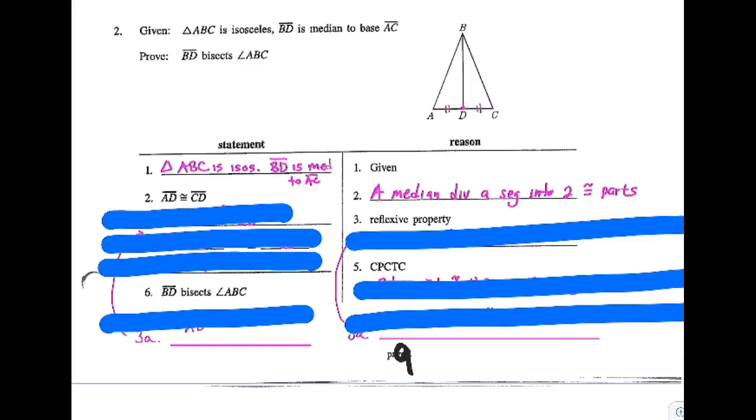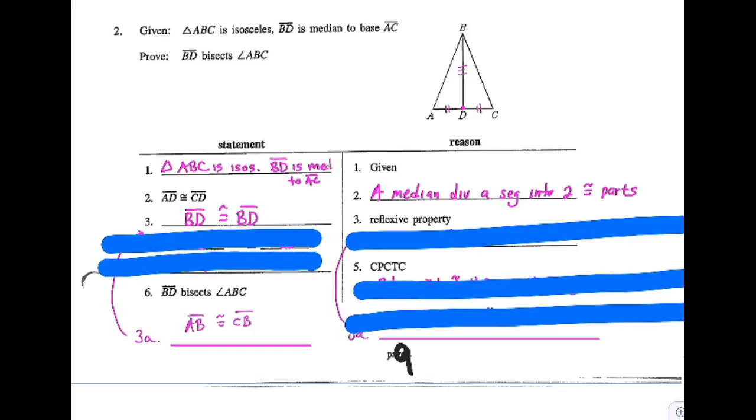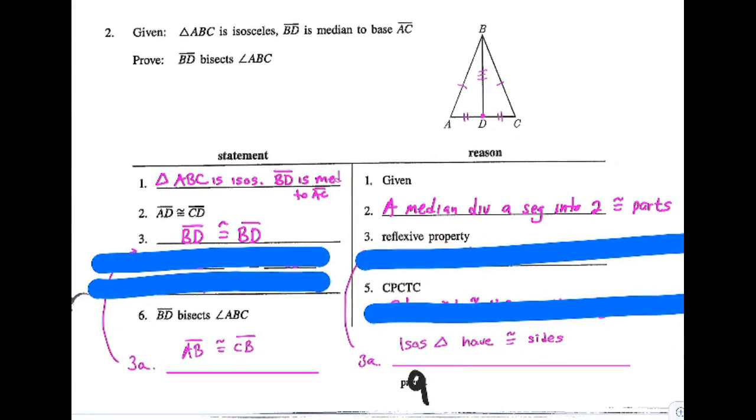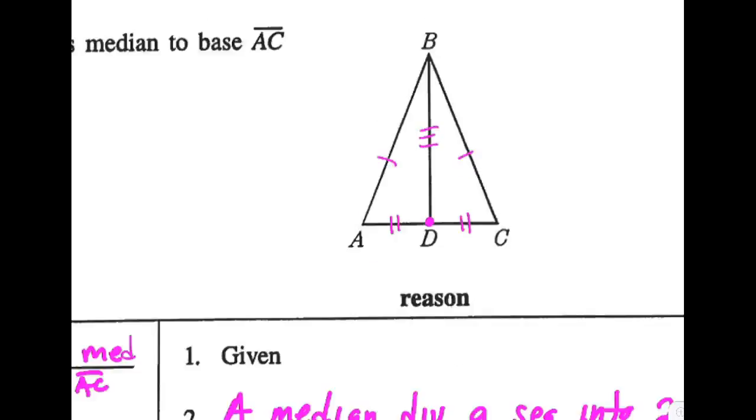And since the third reason is reflexive, that must be BD is congruent to BD. Notice I'm marking my picture as I go. Now there's a missing statement here, so we had to throw in a 3A at the bottom here. AB is congruent to CB. And the reason that's true, the slanted sides, is because it told us the triangle was isosceles up at the top there, and isosceles triangles have congruent sides. So now I have 3 congruences, so I can go ahead and prove the two triangles congruent, ABD and CBD, because of side, side, side.